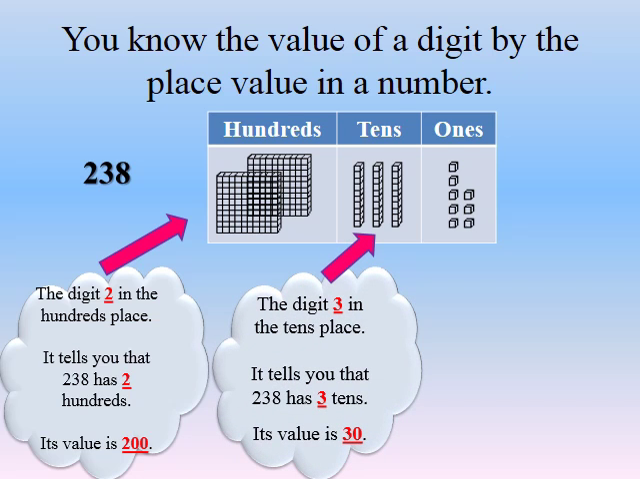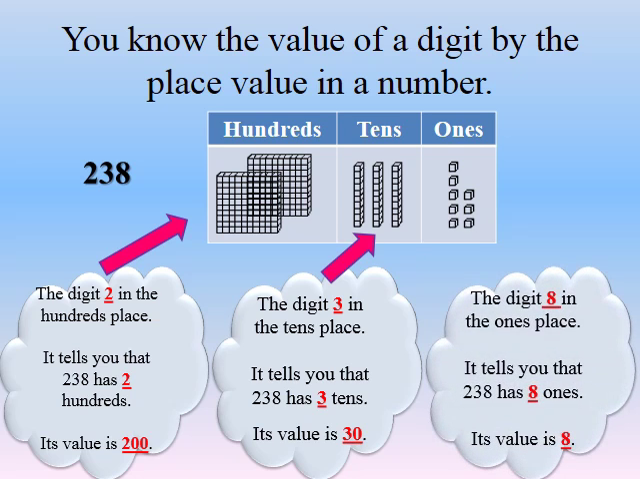The digit 3 in the tens place tells you that 238 has 3 tens. The value is 30, not 3. The digit 8 in the ones place tells you that 238 has 8 ones. Its value is 8.